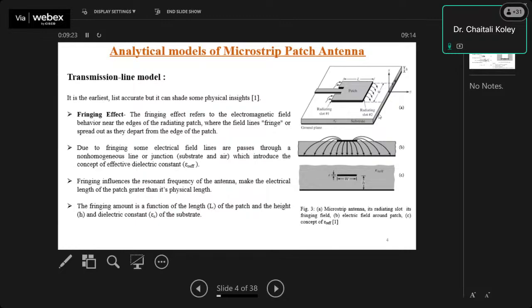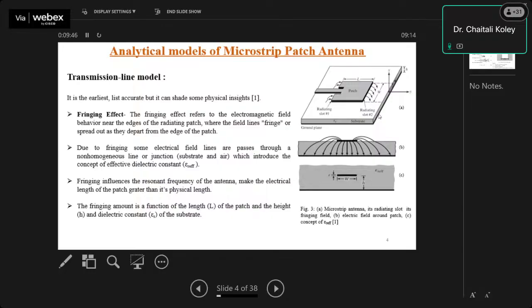If we consider it as one complete box, because of the electric or magnetic field moving to and fro, some of the electric field from the periphery will spill out. This is known as the fringing effect, and that is the main reason for radiation.